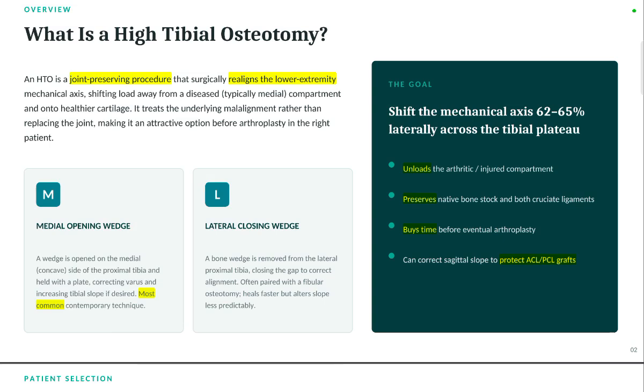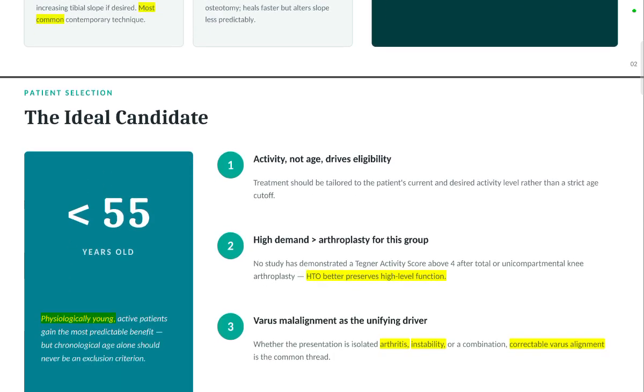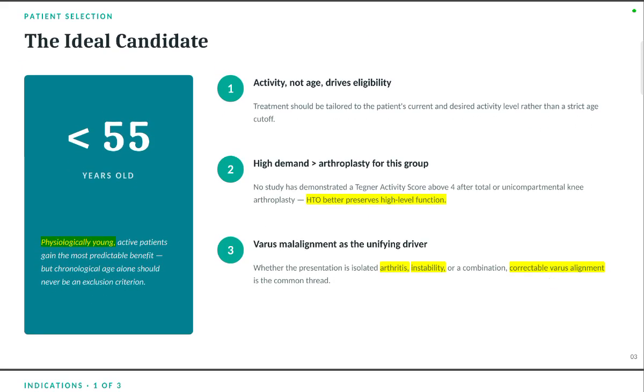and PCL grafts. There are two types of high tibial osteotomy: medial opening wedge and lateral closing wedge. However, medial opening wedge is most commonly done. Ideal candidates are people who are younger than 55 years of age, or say 60 years of age. HTO is a good option for people who are doing ground level activities like squatting.